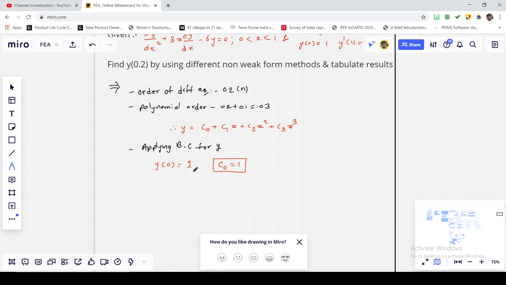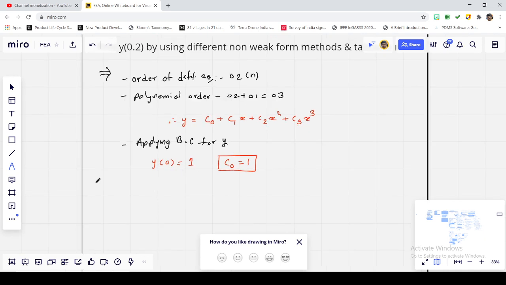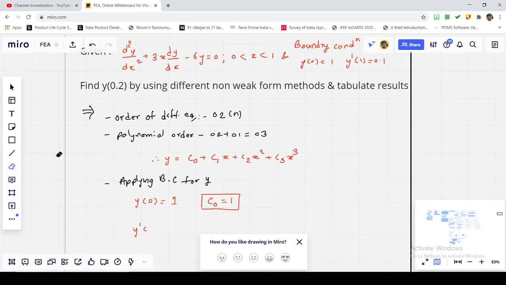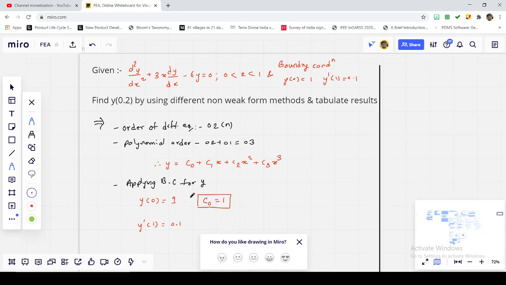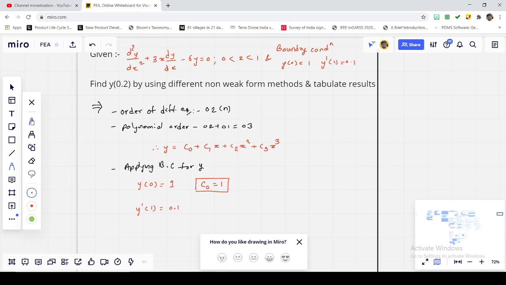Continuing with the second boundary condition, y dash at 1 is given. We will just check that. Yes, y dash at 1 is given, so we will enter that. y dash at 1 is equal to 0.1, which is given. So we need to find y dash here. How to find y dash? We will differentiate this.